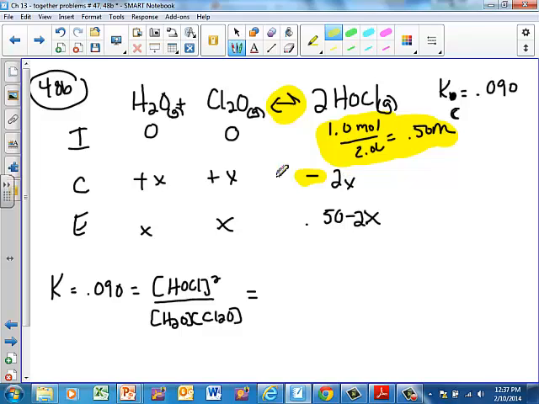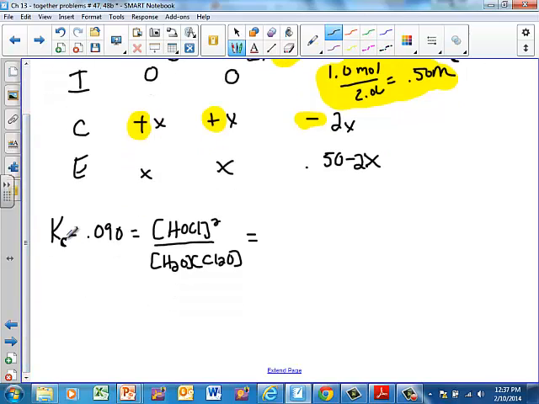So therefore, when we look at our signs in the ice table, we have negative 2x as the change here, positive x, and positive x. And we're solving for the equilibrium expressions for all of these. Okay, so let me get back to my pen here. Again, I have my equilibrium expression. You can write the c, you don't have to. It's 0.90. And then we go ahead and plug and chug.